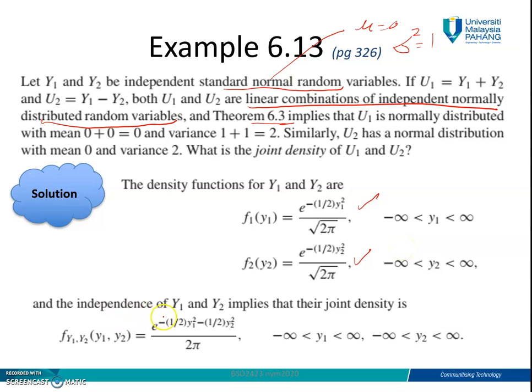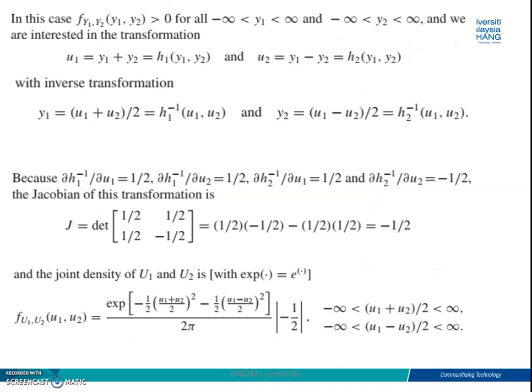The independence of y1, y2 implies that their joint density is this one. When it's independent, in order for you to find this, you multiply the density of y1 with the density of y2. That's why you get this joint density function. Next, the joint density function is greater than 0 where y1 is between negative infinity and infinity, and y2 is between negative infinity and infinity as well.